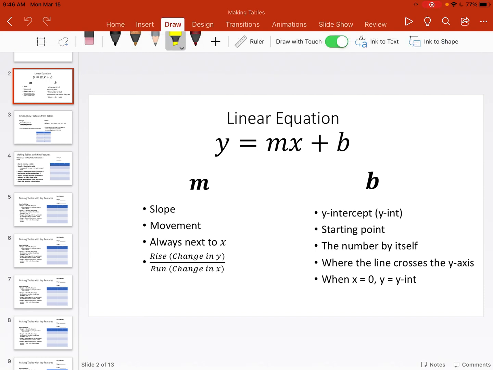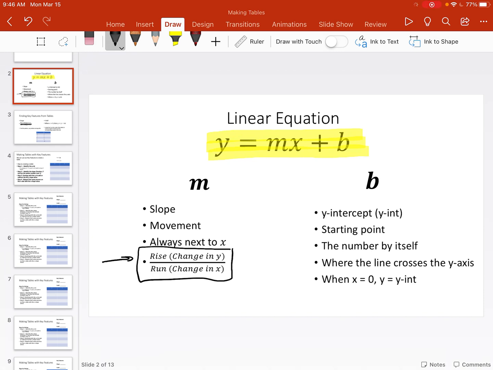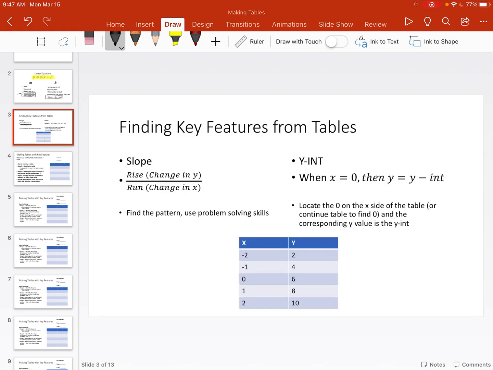Remember, we have our equation. I know it's getting tiring listening to me say y equals mx plus b over and over, but that's something we need to know for this unit. We have y equals mx plus b. And again, we've been working with tables this past week. So we looked at rise over run, which is change in y over change in x. And we looked at when x equals 0, y equals our y-intercept. So with that, we'll jump right in.